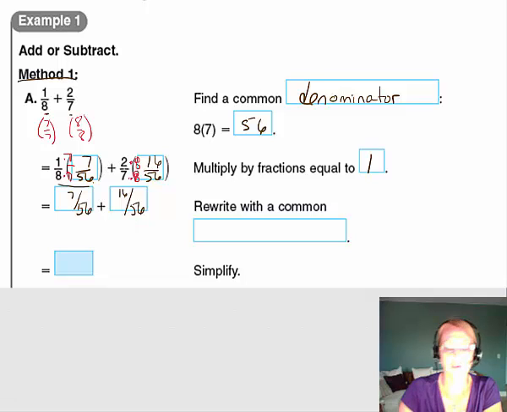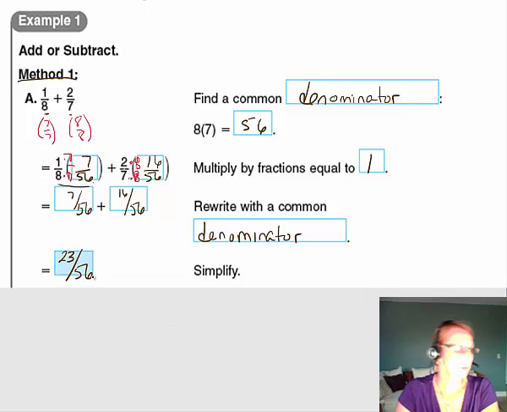And so now, as you can see, we have rewritten these with a common denominator. 7 plus 16 is 23 over 56. And then, when possible, we're going to simplify. In this case, these are not something we can reduce because they are relatively prime. This was the first method, and it's to find a common denominator when multiplying the denominators together. And now we're going to look at method 2.